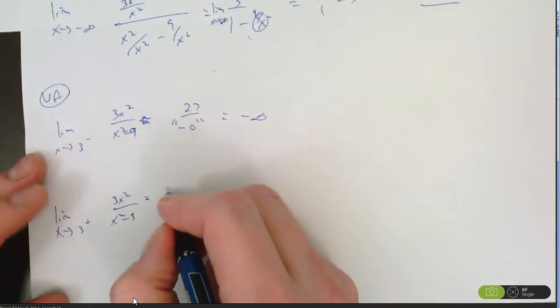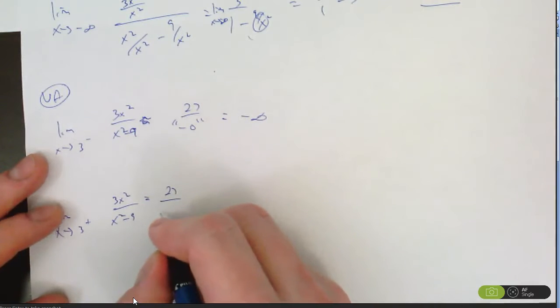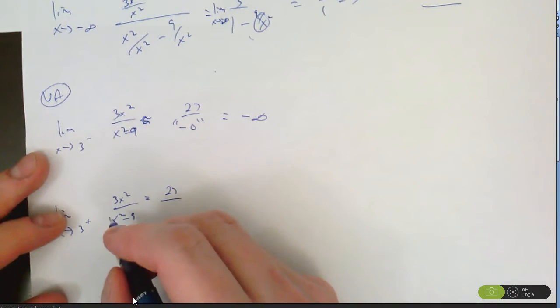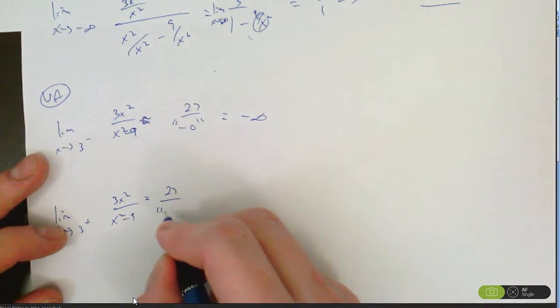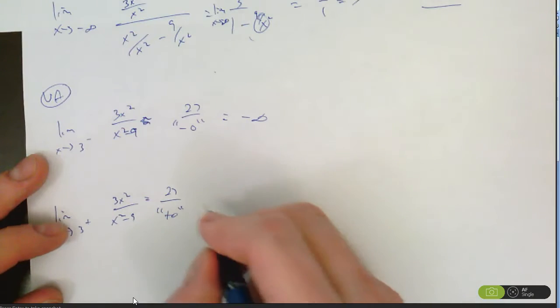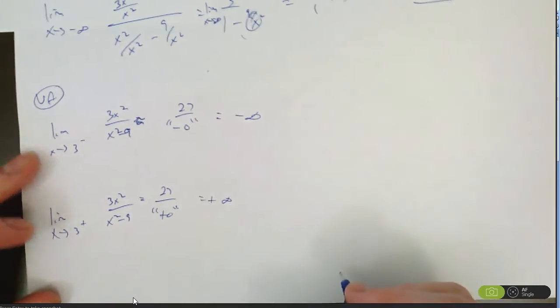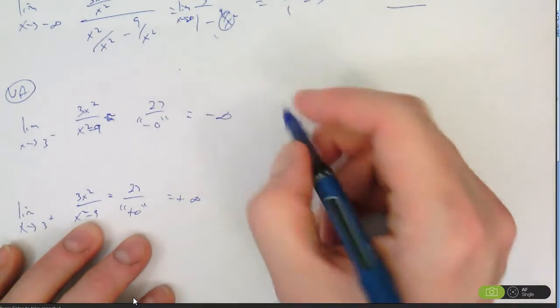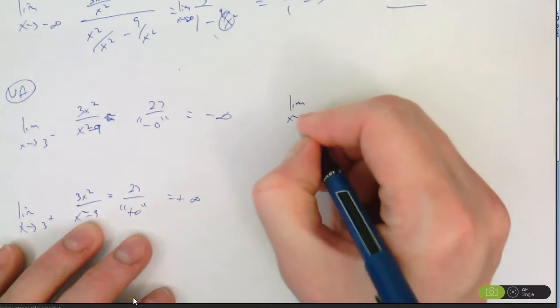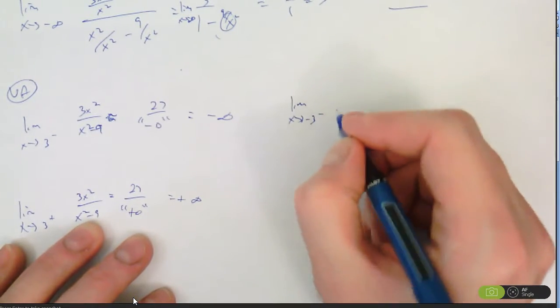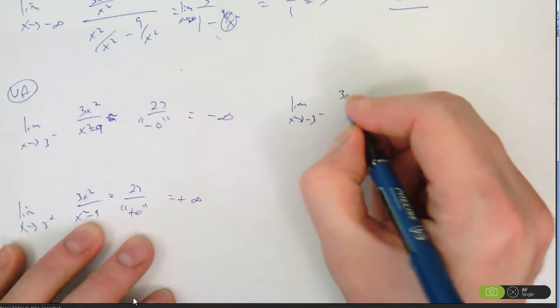Now I do the same thing over here. I get 27 on top, and then I'll get a number bigger than 3. So when I square that, it's bigger than 9, so quote unquote positive 0, and that gives me then positive infinity.